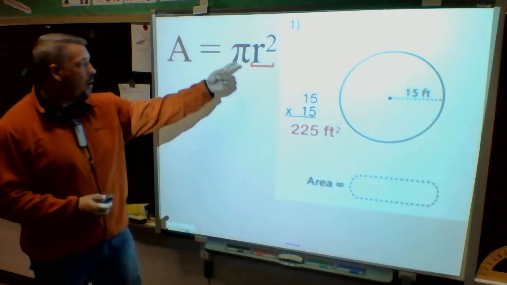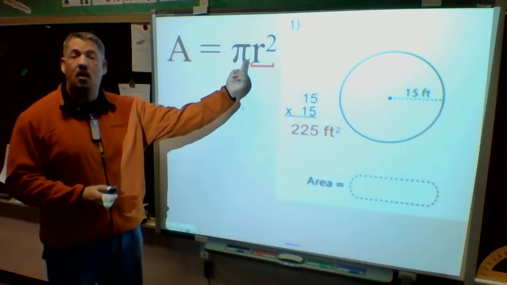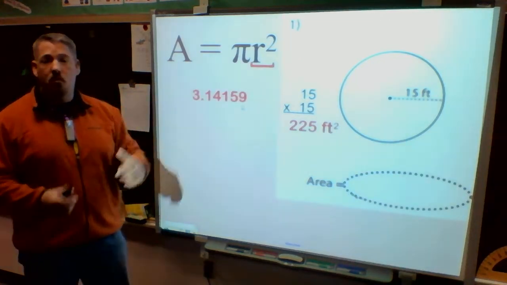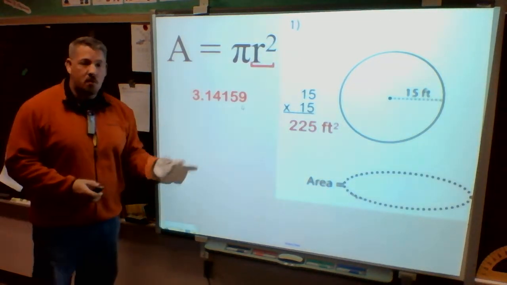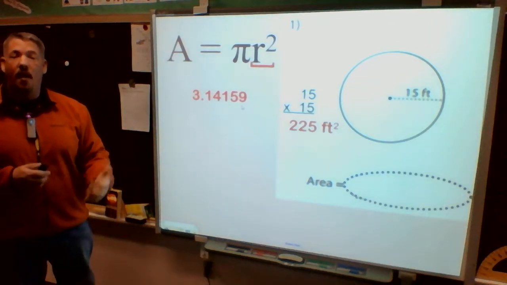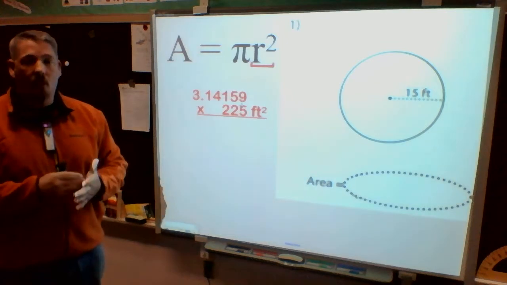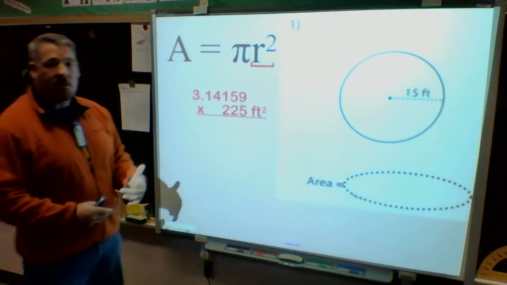That is what I do with my next step, because pi is touching the r squared, and I know that's multiplication. So I'm going to use my 225, and I'm going to multiply by 3.14159. Once again, I use my handy dandy calculator to check the work on each step. Got to show my steps though.